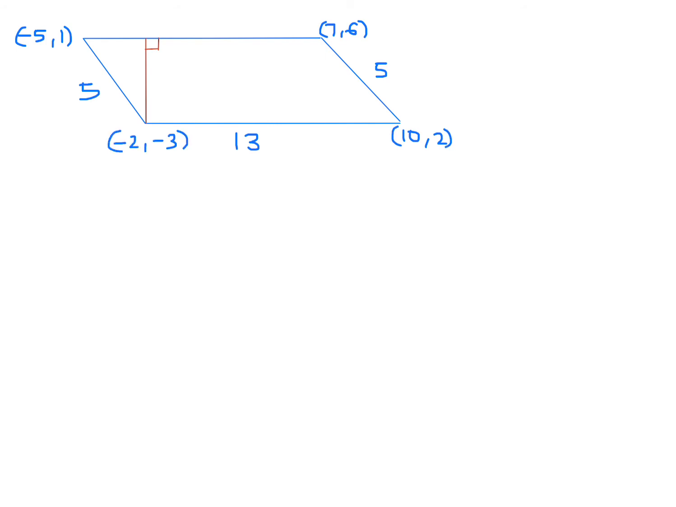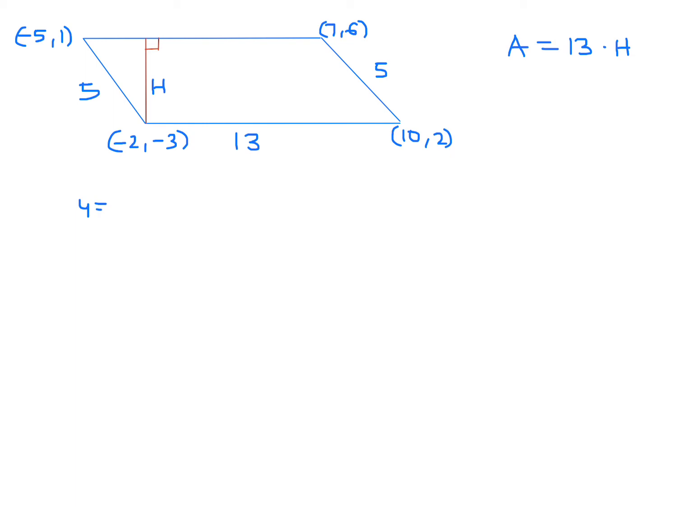If I can figure out the coordinates of this point right here where that altitude meets the other side, I'll be able to figure out the area. I'll call this h for height. The area would just be 13 times h. That's it. So if I can figure out that h, I'll be done. Now, how do I figure out this point right here? Well, I need to figure out the intersection between those two lines. So I have to figure out the formula. First, let's figure out the formula of that line.